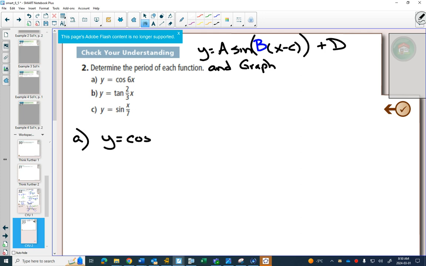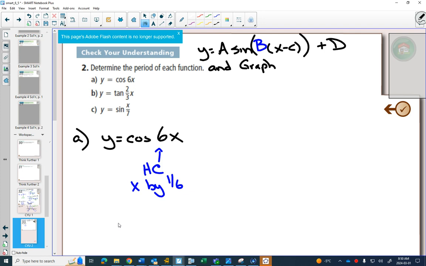So now we're going to look at what happens with B values. And of course, from our first unit, remember that everything with the x's are liars. That 6 is actually a horizontal compression. We would multiply our x values by 1/6. So what is that going to do? That's going to change our x values.